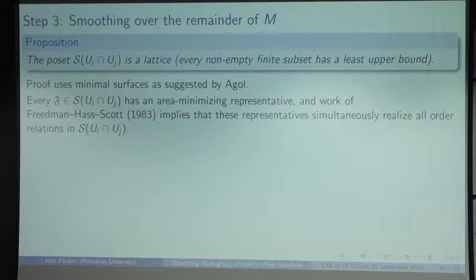Okay, so the point is to use area minimizing surfaces. Surfaces under these topological assumptions, incompressible, have area minimizing representatives. And there's this great property by Freedman, Hass, and Scott: if you have two surfaces and they can be isotoped to be disjoint, then their area minimizing representatives are already disjoint.